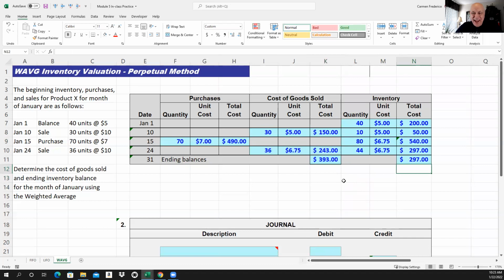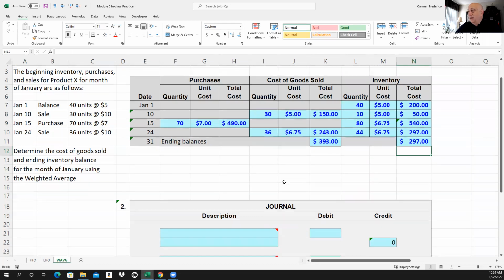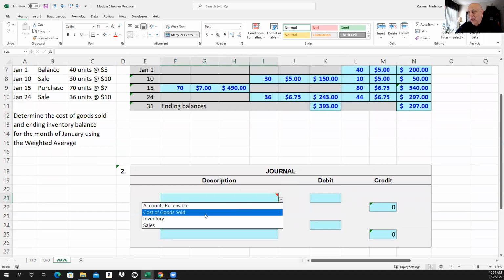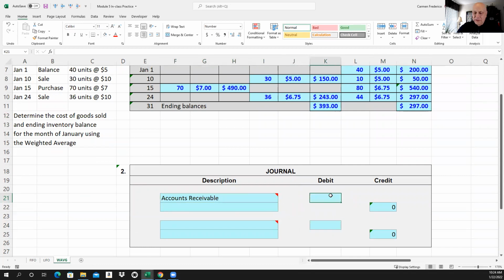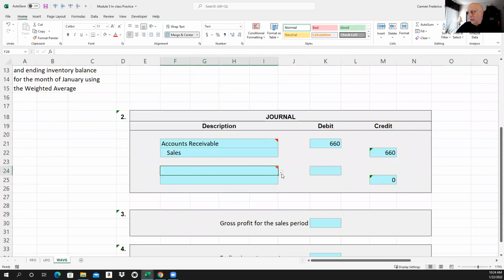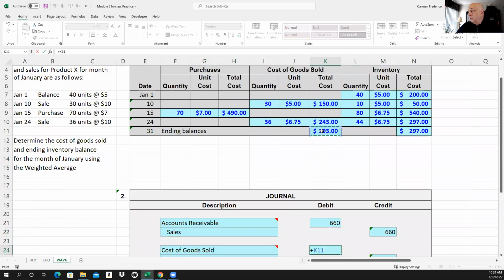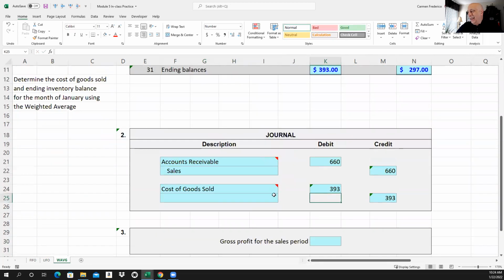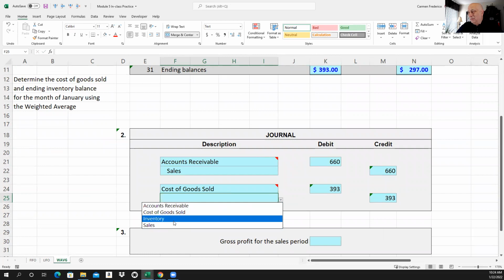The key is calculating a new average cost every time you make a purchase and record more inventory coming in. So again, the entry will still be the same. Debit accounts receivable for the $660 in credit sales. Okay, no different there. The cost of goods sold still has to be recorded. Cost of goods sold would be in this case $393, and we credit inventory leaving the building.